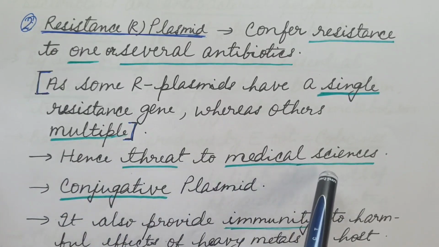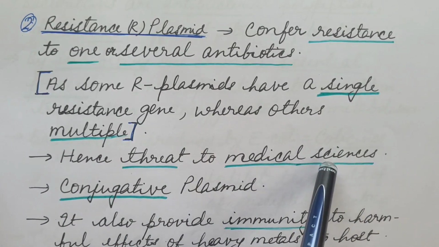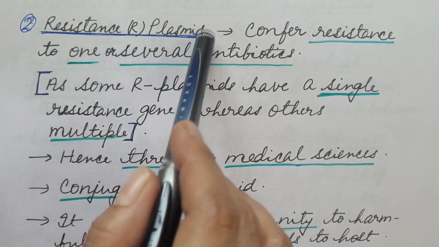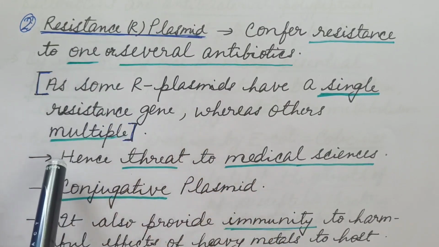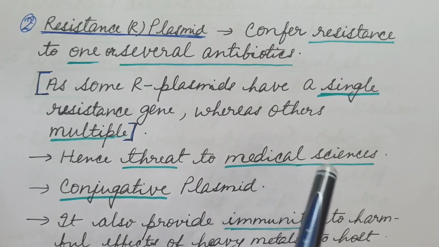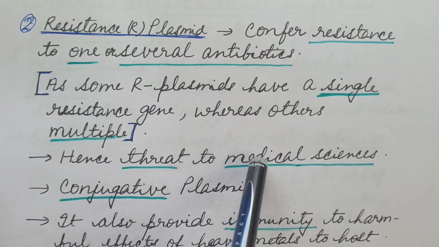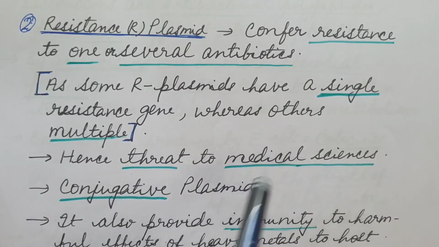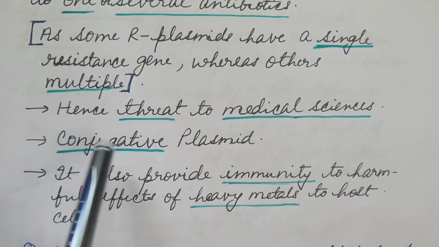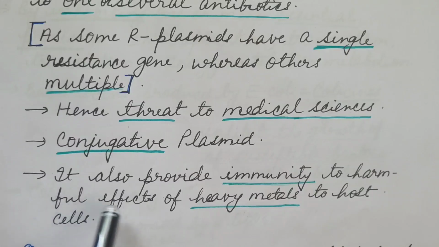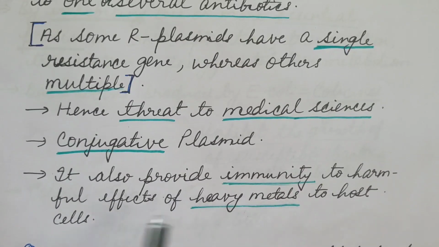Hence, these are a threat to medical sciences, because if the bacterial infection is caused by bacterial cell in which R plasmid is present, then these are resistant to antibiotics. Hence, this type of infection cannot be treated by that particular antibiotic. R plasmids are conjugative plasmids. It also provides immunity to harmful effects of heavy metals to host cells.